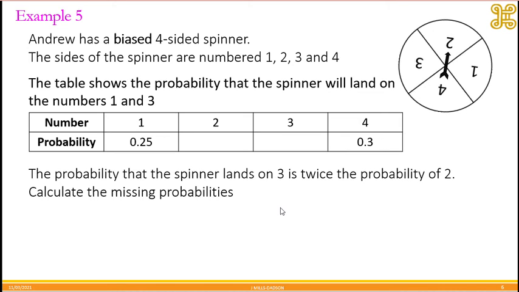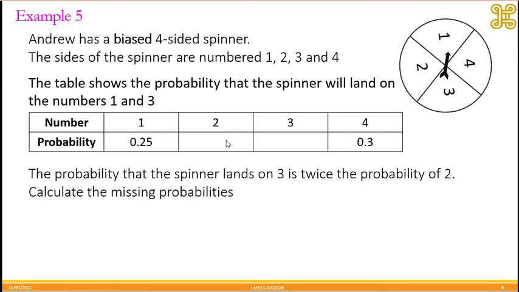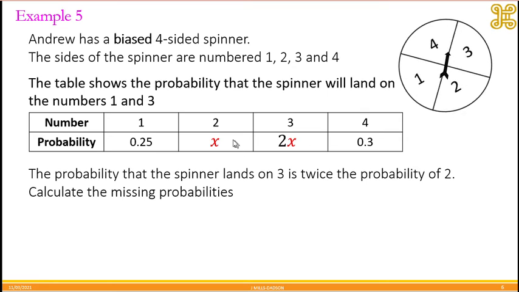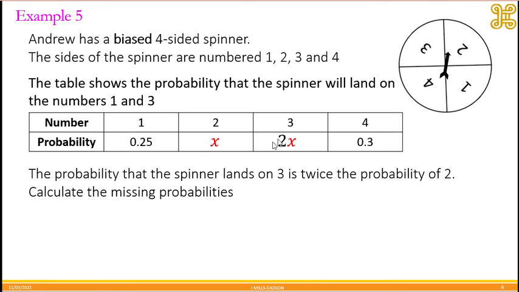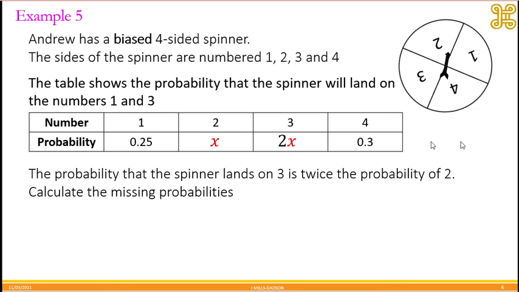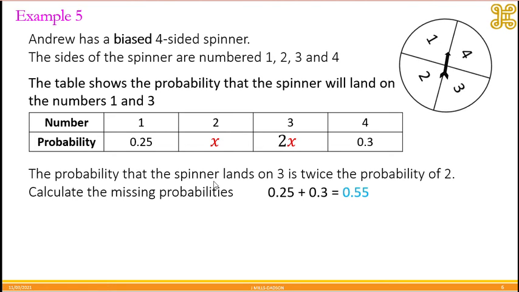So to work out the probability, because we don't know 2, we call it x because we don't know. And 3, we call it 2x because it's 2 lots of x. Now, when you add all the probabilities, they add up to 1. So let's work out what we know. 0.25 plus 0.3 is 0.55. That is not 1 yet, so let's look at the remaining.